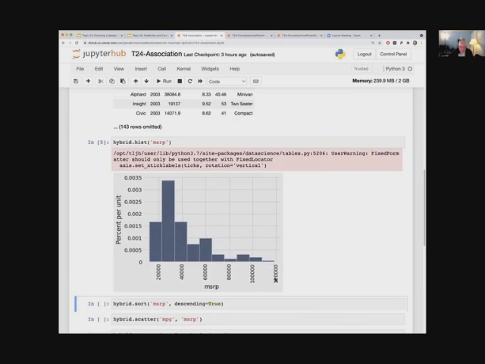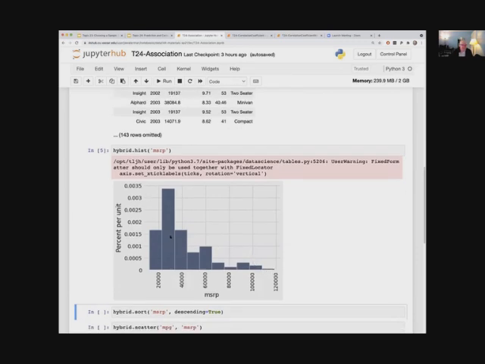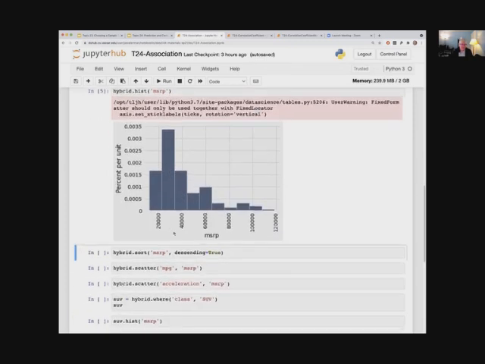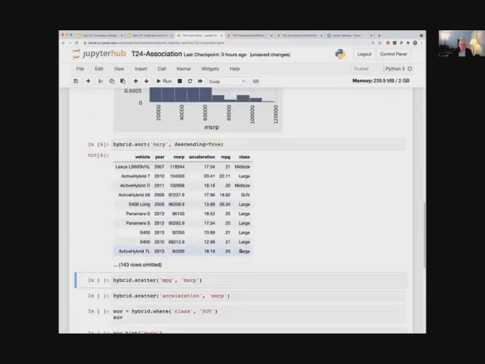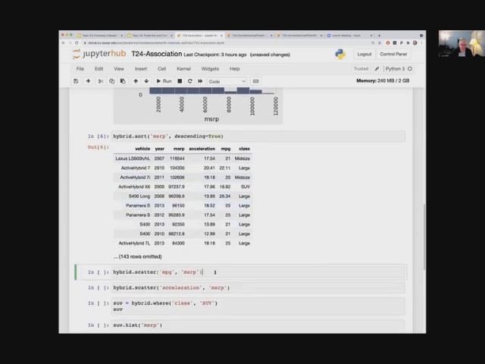There are really expensive cars, this is a car that costs over $100,000. But you can see definitely there's kind of a sweet spot, right? Around like $30,000 for all of these cars. And then if we sort, we can see that the most expensive cars are Lexus.